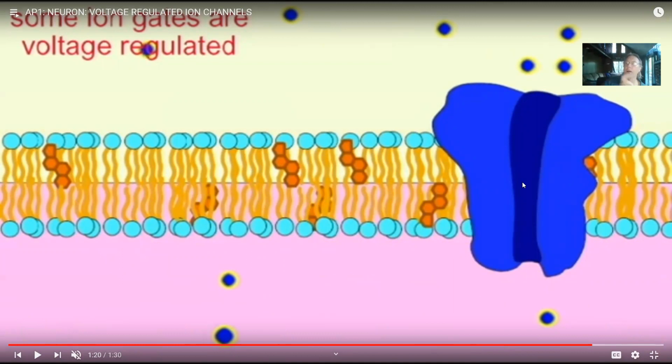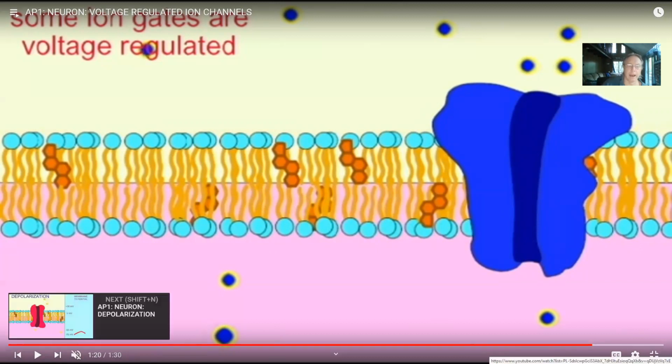But there are ion channels which will open under certain conditions. Some of them are chemically gated or ligand gated, so when a chemical like a neurotransmitter binds, they could open. Some of them are voltage regulated, so that at a certain voltage, they would open. Now, let's talk about what that would do.